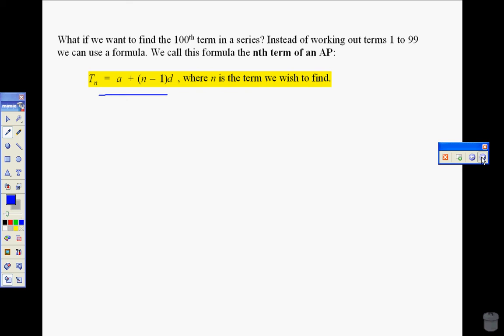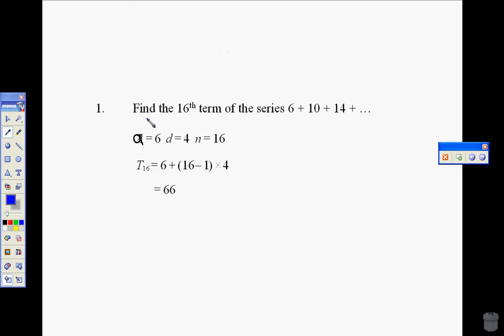So let's apply that formula in some of these examples. If we want to find the 16th term in the series, what we've got to identify is A, D and n. The first term is 6, so A would be 6. The common difference: we go from 6 to 10 to 14, so 10 minus 6 is 4, 14 minus 10 is 4, so D is 4. And we want the 16th term, so n is 16. That leaves us with T16 equal to A plus n minus 1 times the common difference. Do the calculation, gives us 66.